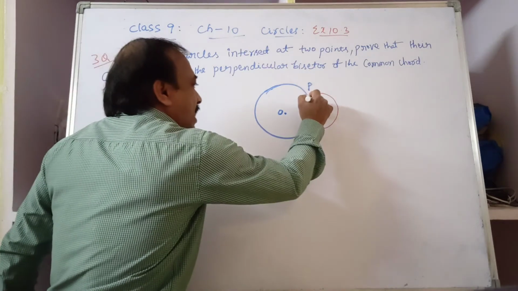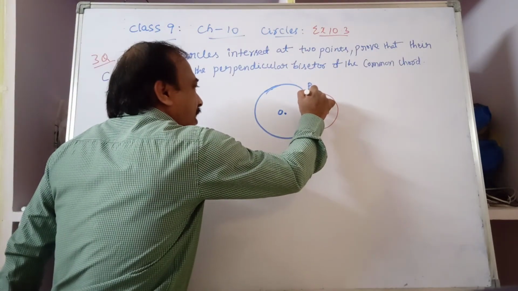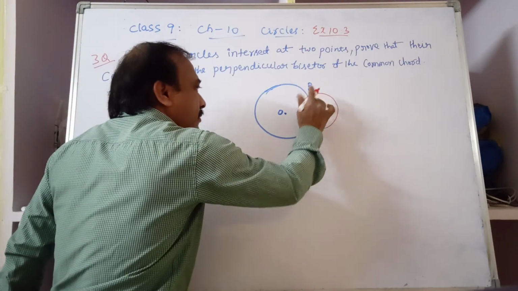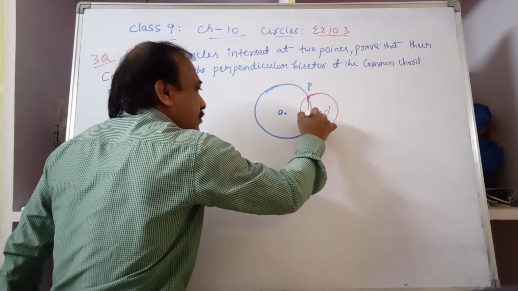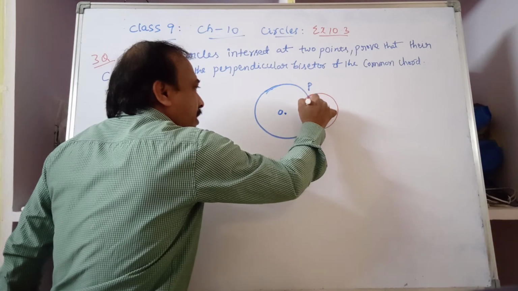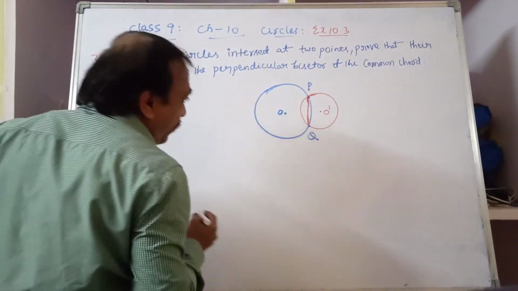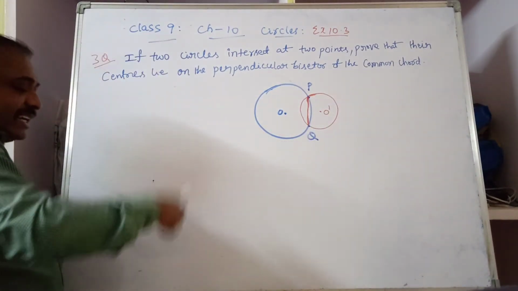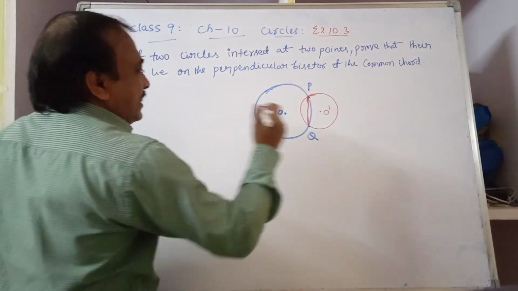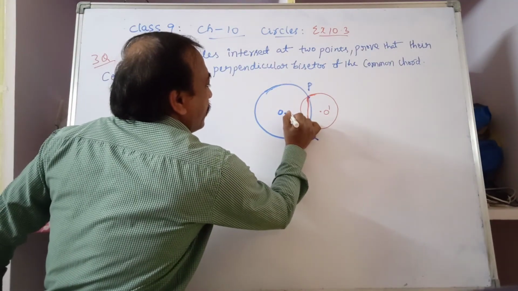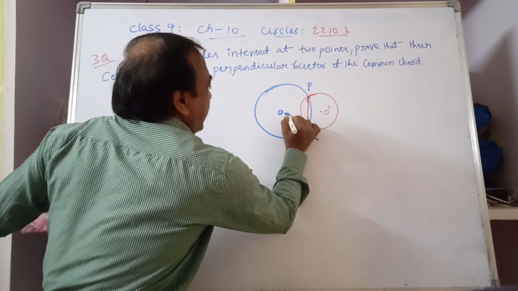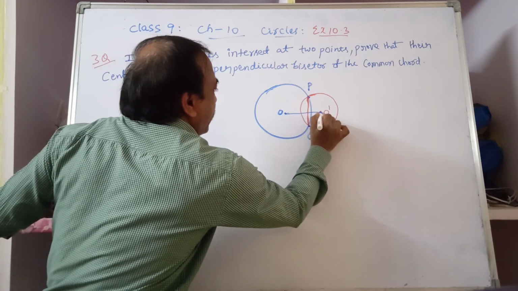This is called the common chord for both the circles. Now, the centers of those two circles, O and O dash, lie on the perpendicular bisector of the common chord PQ.